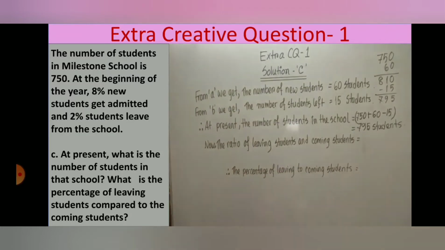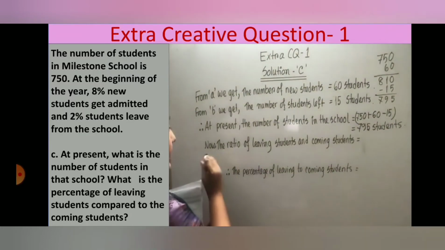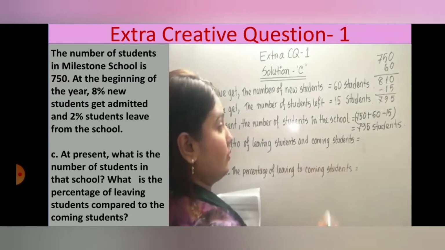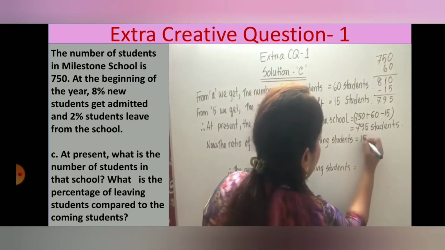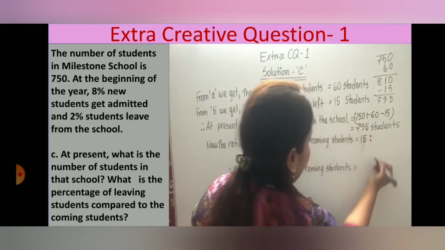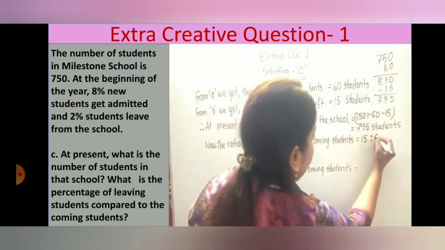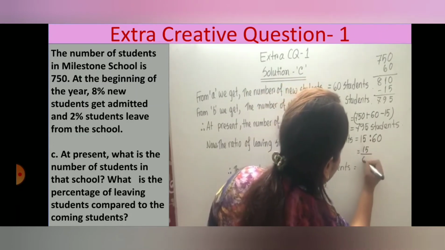So we have to compare these two things. For that, I have now written the ratio of leaving students and coming students. So how many students are leaving the school? It's 15, and this is the ratio sign, and coming students is 60. So ratio is equal to division.